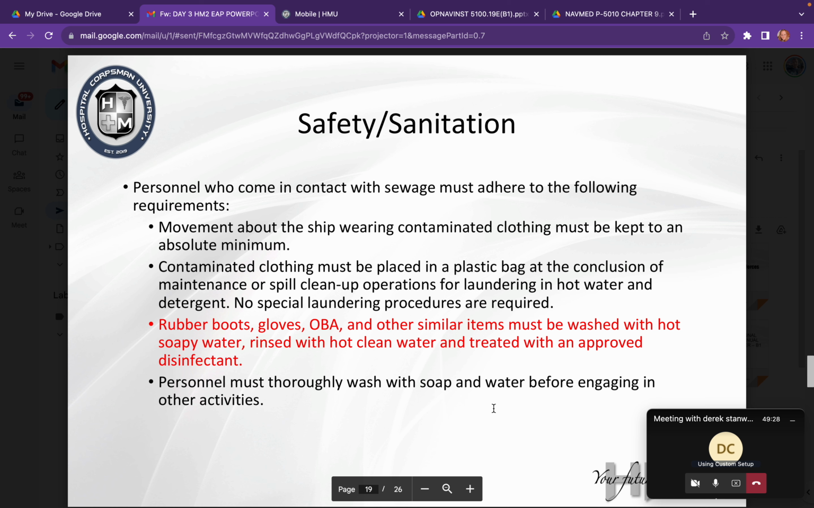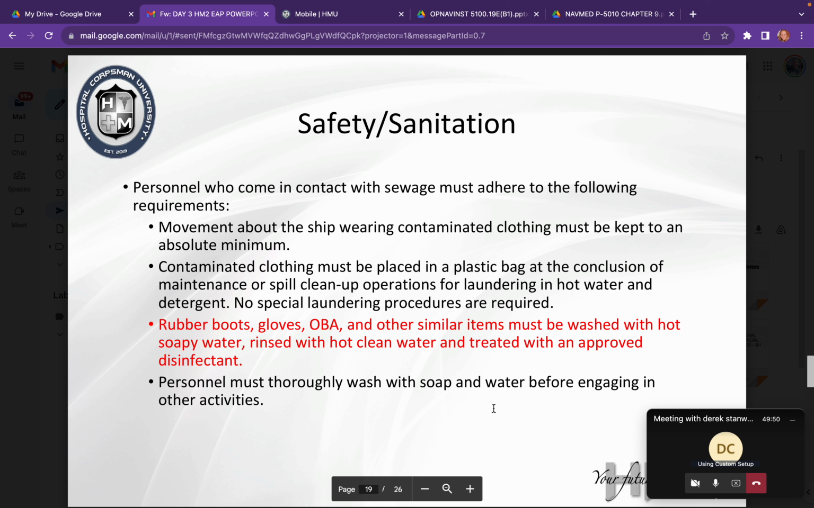Alright. Personnel who come in contact with sewage must adhere to the following requirements. Movement about the ship wearing contaminated clothing must be kept to an absolute minimum. Contaminated clothing must be placed in a plastic bag at the conclusion of maintenance or spill cleanup operations for laundering in hot water and detergent. No special laundering procedures are required.